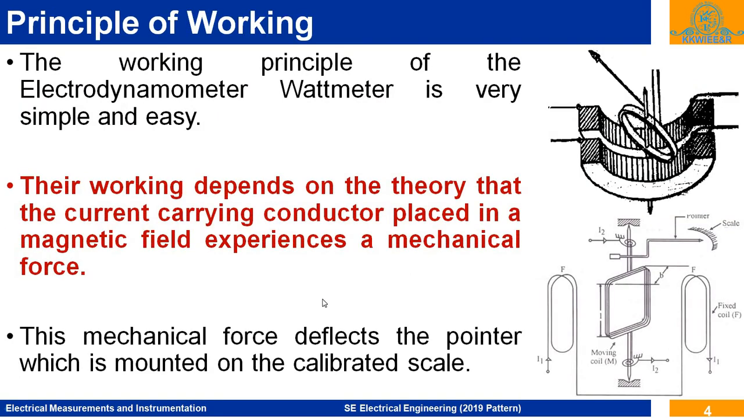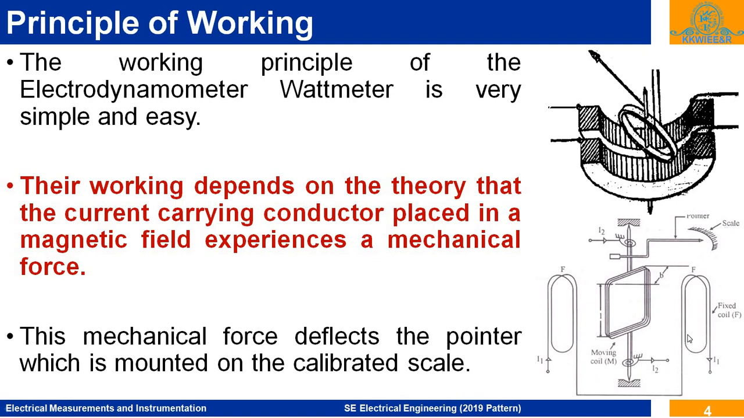Now we see the principle of working. As discussed in the definition, there are two coils. This is a fixed coil, divided into two half parts, and there is a moving coil, which is mounted on the spindle so that the current enters through this spring, flows through this moving coil and leaves through the other spring. In this way, these are the two coils.